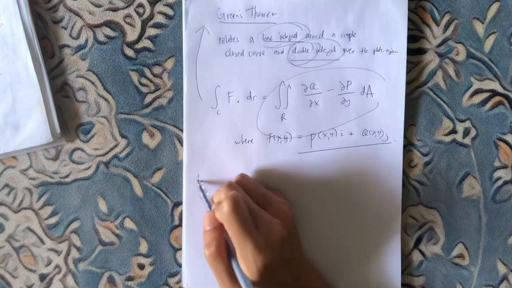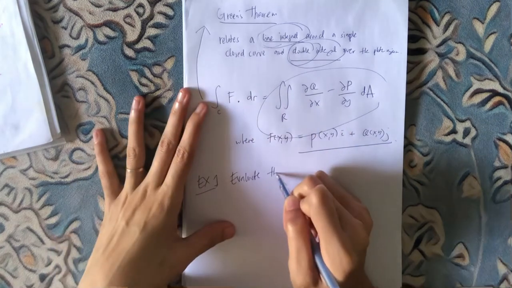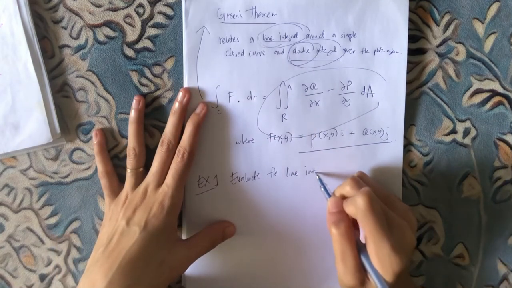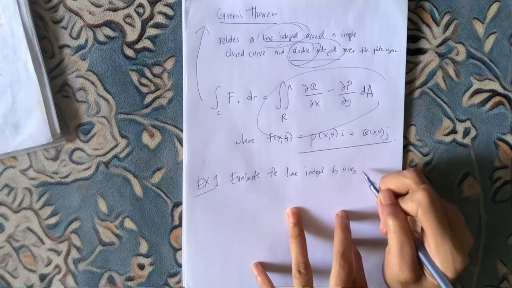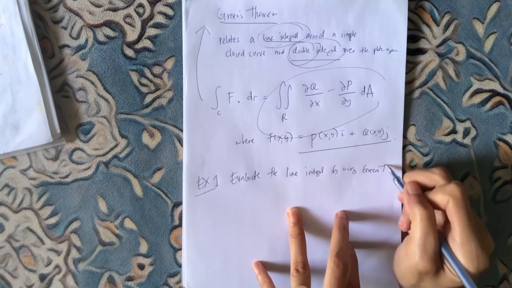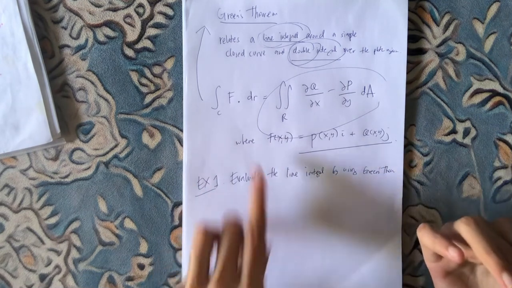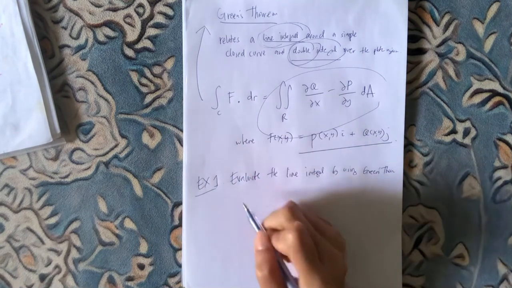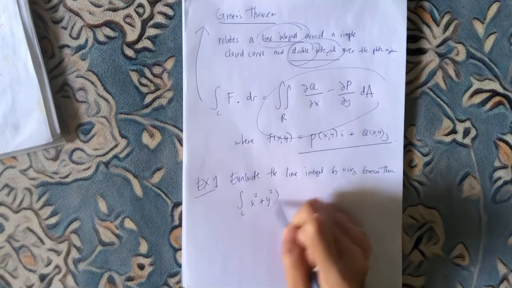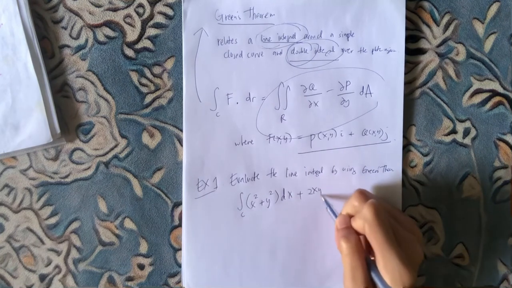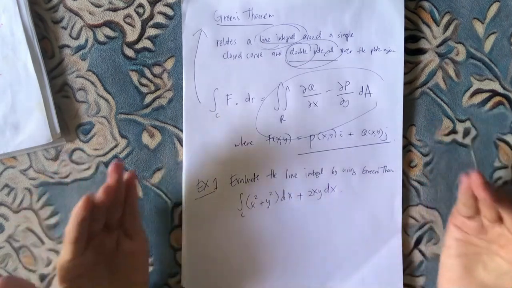So I give you one simple example here. The question asks you to evaluate the line integral, or to evaluate the work done, by using Green's theorem. Some textbooks or questions will ask you to evaluate the work done using Green's theorem. Here is the equation: x squared plus y squared dx plus 2xy dy.